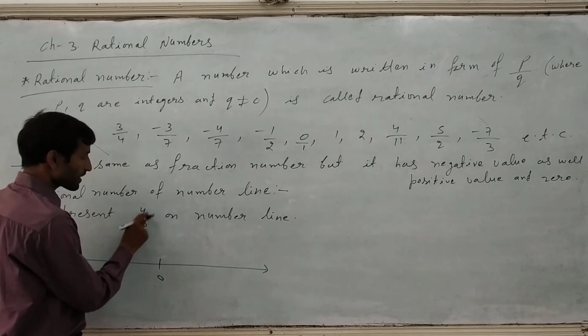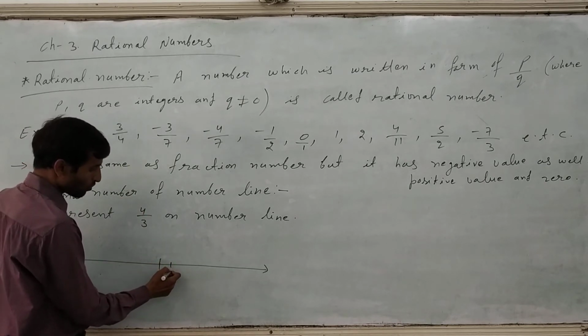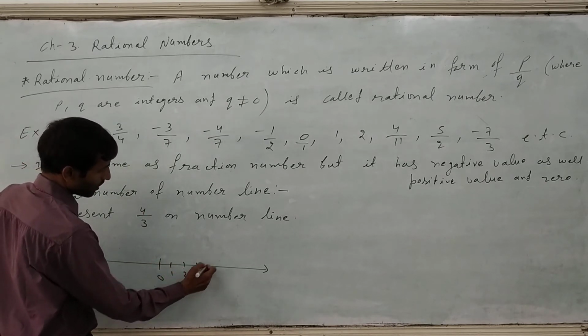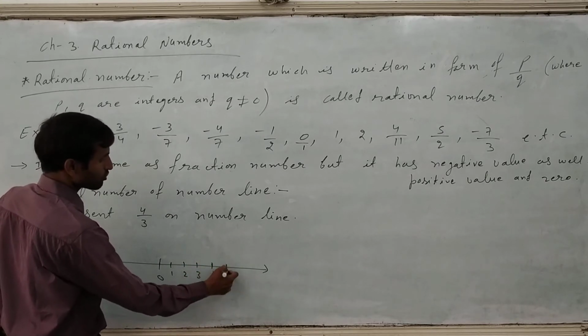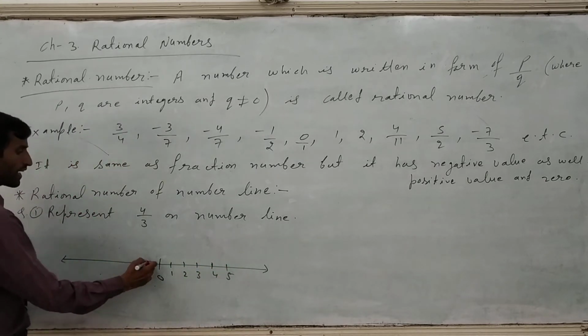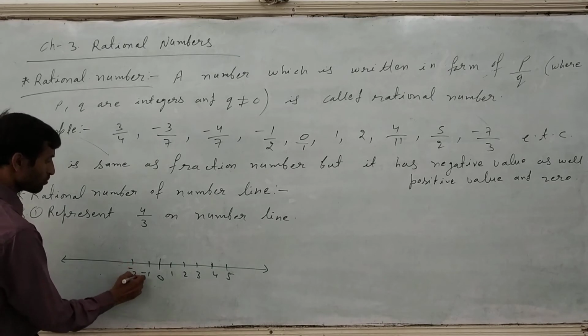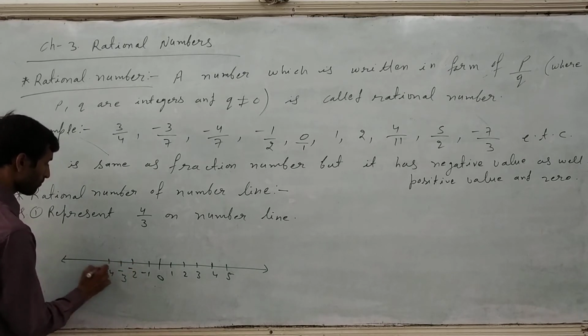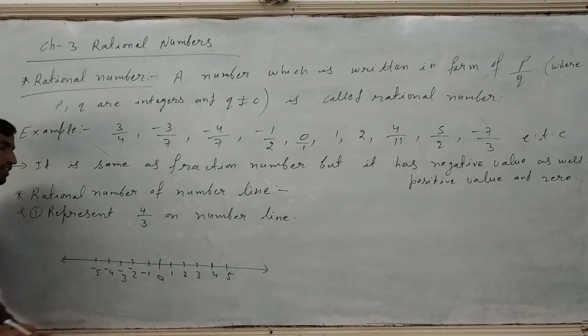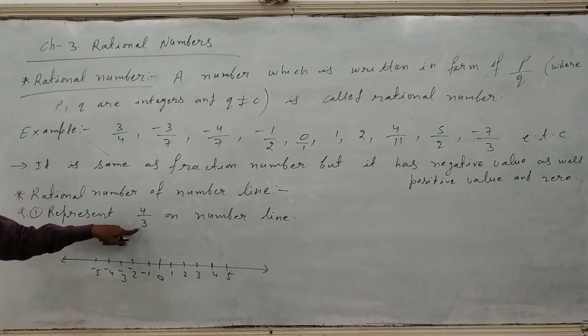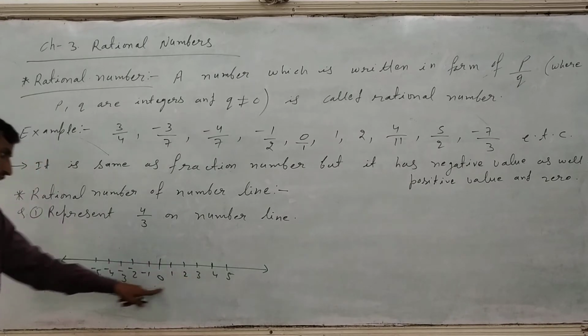Here the numerator is 4, so just write down up to 4: 1, 2, 3, 4, and you can write one more also, 5. Negative also you can write: -1, -2, -3, -4, -5 will come. Then the denominator, in place of q, is 3. So we have to divide each integer by 3.